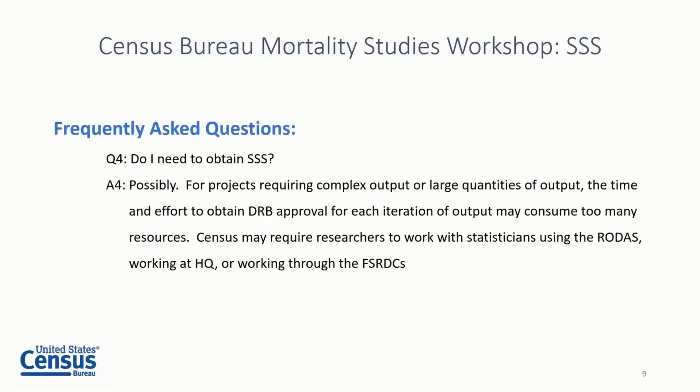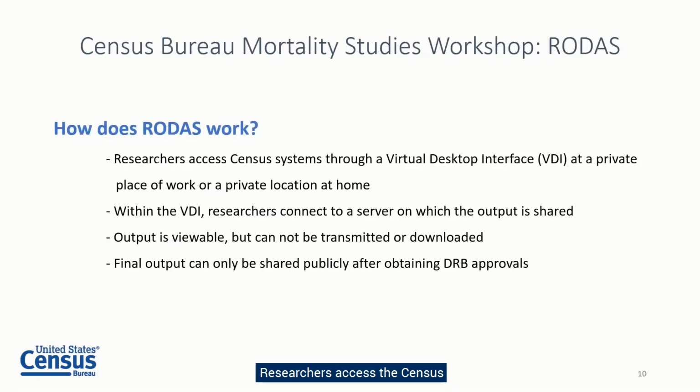How does RODAS work? Researchers access the Census system through a virtual desktop interface called VDI at a private place of work or at a private location at home. Within VDI, researchers connect to a server on which the output from an analysis is shared directly. Output is viewable but cannot be transmitted or downloaded from the site. Only the final output, which is to be shared publicly, will require going through the process of DRB approval.